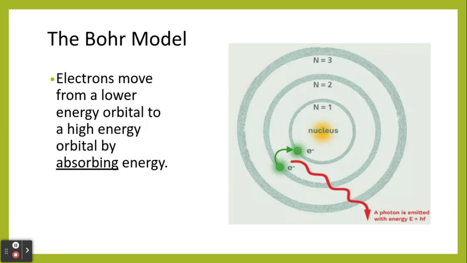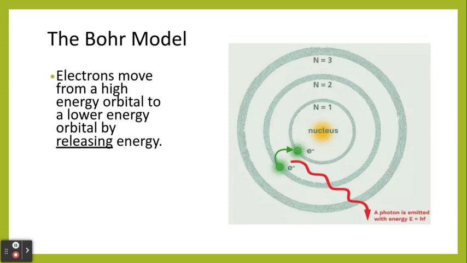So electrons can move from a lower energy orbital, one that's closer to the nucleus, to a higher energy orbital, one that's further away from the nucleus, by absorbing energy. They can also do the reverse, moving from a high energy orbital to a lower energy orbital by releasing energy.